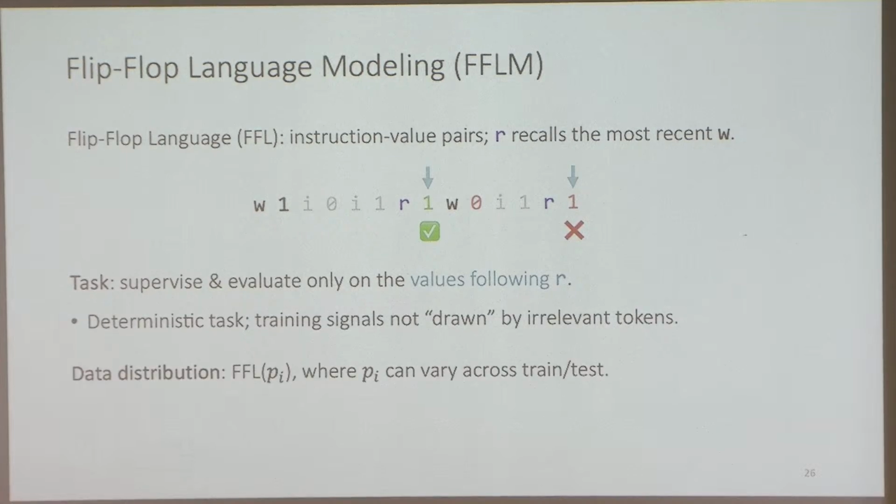I said that we're checking OOD performance, so I need to define the data distribution. The data distribution is parameterized by the probability of seeing ignore, and that's P of I. We will vary P of I during train and test time. The other 2 instructions will split the remaining probability mass, and we also set equal probability for 0 and 1 values. In the experiments, we always fix the sequence length to be 512, so there's no length generalization.